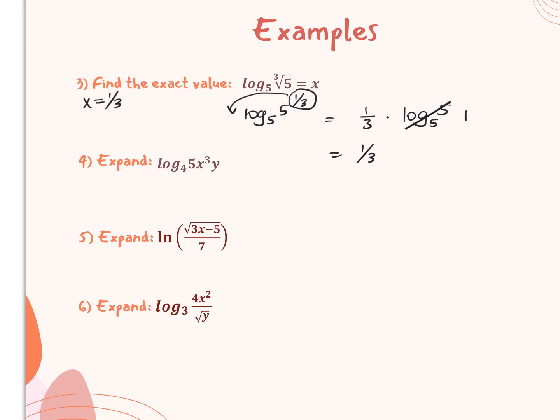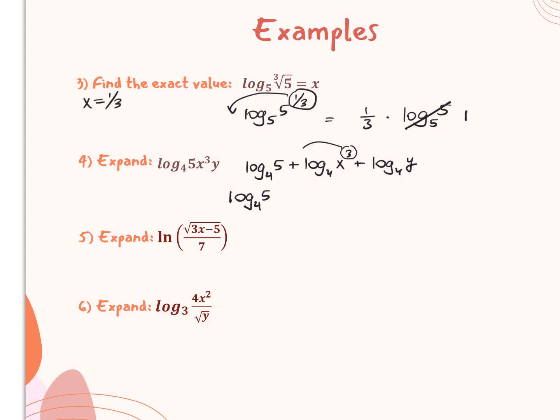So notice it's log base 4 of 5 times x to the 3rd power times y. Because all those are being multiplied together, I know that my first step in expanding this is going to be to turn it into addition. So log base 4 of 5 plus log base 4 of x cubed plus log base 4 of y, okay? And I'm almost done, except for the fact that when I look at this middle one, there's an exponent there. And we were taught how to change that as well.